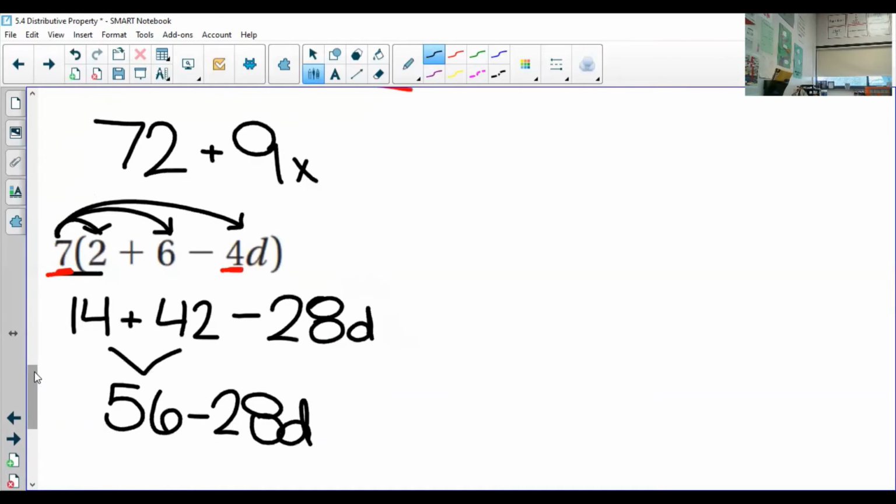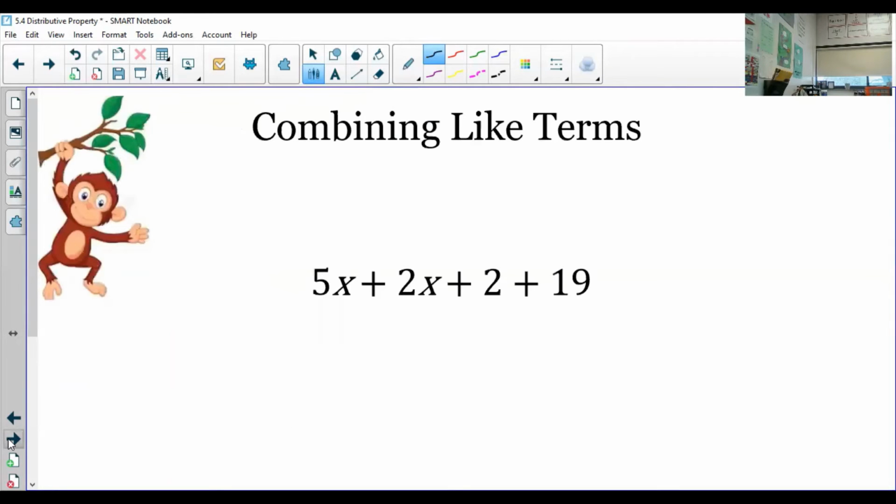Okay, let's go ahead and go to the next thing we're going to learn, which is combining like terms. Before we can combine like terms, we need to look and see what is a like term. Well, you're already familiar with this idea, you just didn't know it. Like terms are any two numbers that essentially can go together. Remember how I said you can only combine numbers that match?